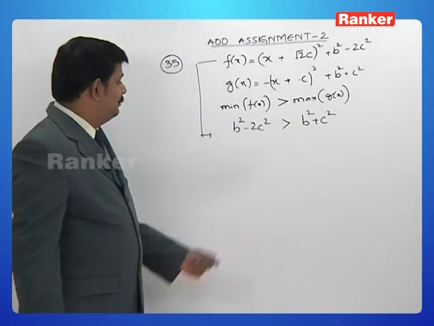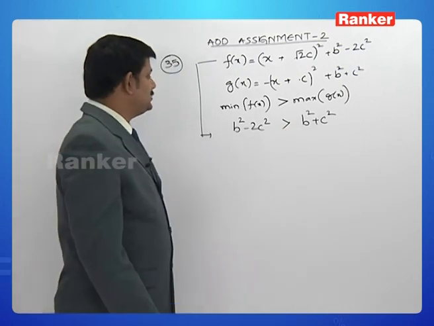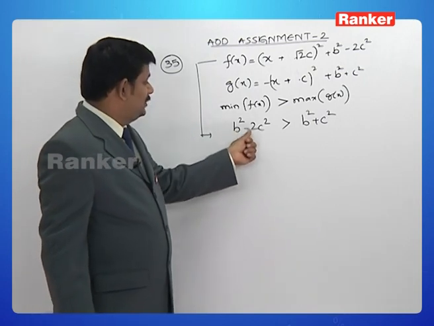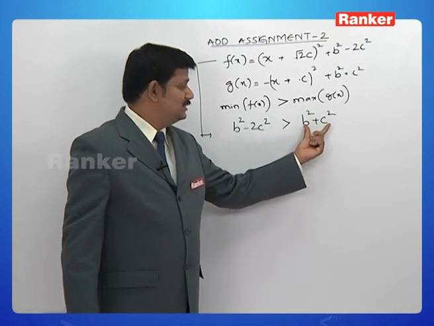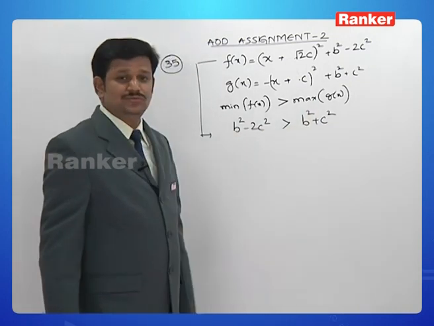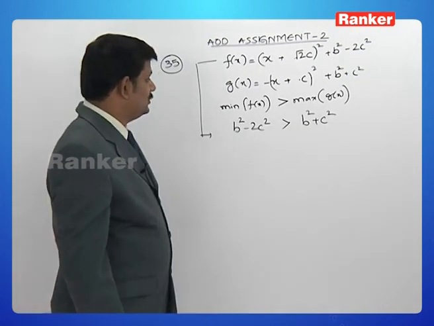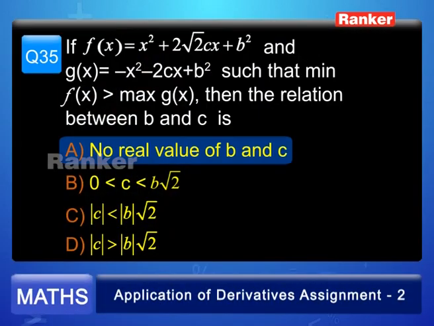Now we want b square minus 2c square to be greater than b square plus c square, which is never possible. b square minus 2c square can never be greater than b square plus c square. b square plus c square is greater than b square, and b square minus 2c square is less than b square, so b square minus 2c square can never be greater than b square plus c square, or minus 2 can never be greater than 1. So for no value of b and c, this condition, minimum of f of x greater than maximum of g of x, is possible. So it's answer A.